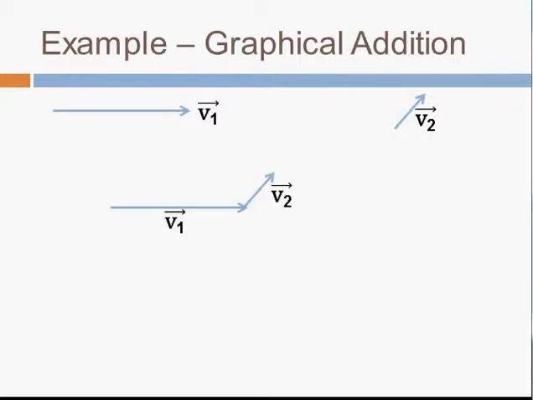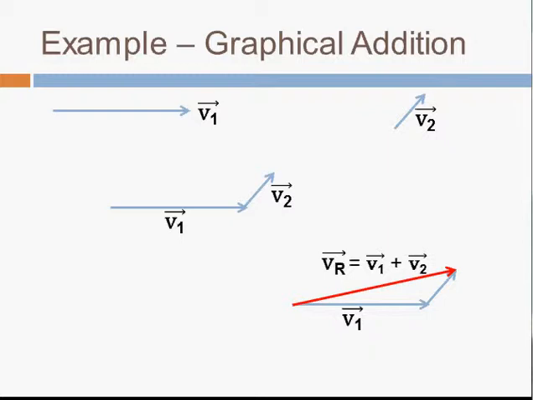So we have v1. I took v2, placed it starting at the head of v1, so at that arrow part. Now, if I want to find the resultant, the total of v1 plus v2, I'm going to start at the tail of v1 and draw an arrow to the head of v2, which is what we have there. And we can label this as VR for resultant.